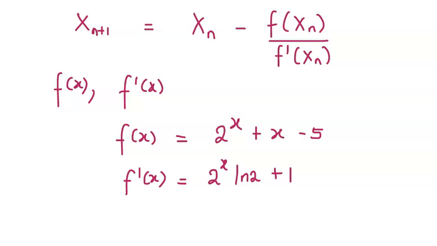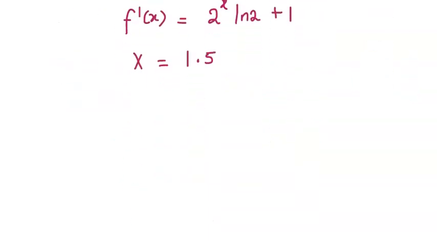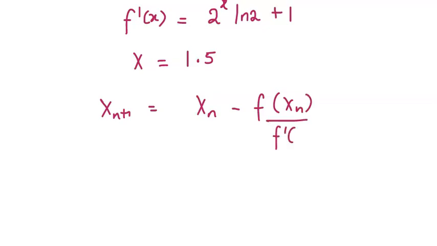Okay, cool. Now we're going to choose a number or a point between 1 and 2, since our solution lies between 1 and 2. So let's pick the point 1.5, okay, so let's just start with that. Now remember our formula, that is x of n plus 1 is equal to x of n minus f of x of n, divided by f prime of x of n.